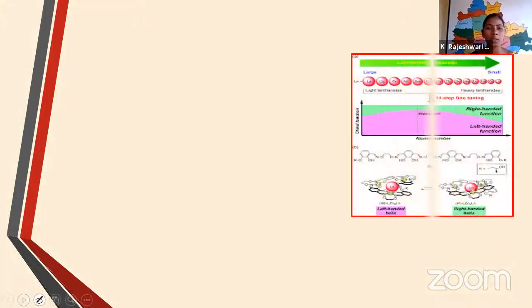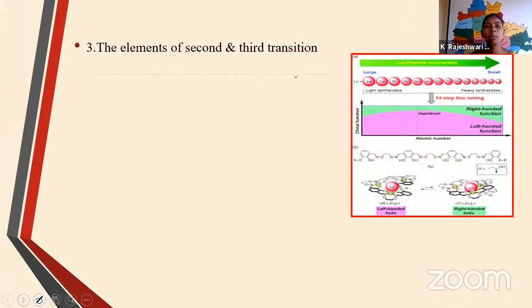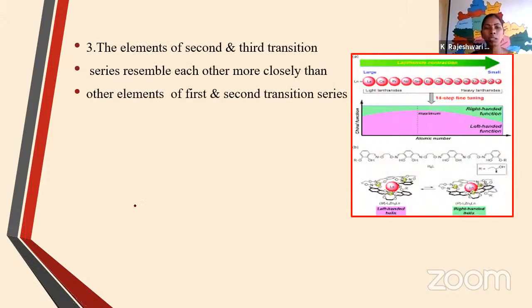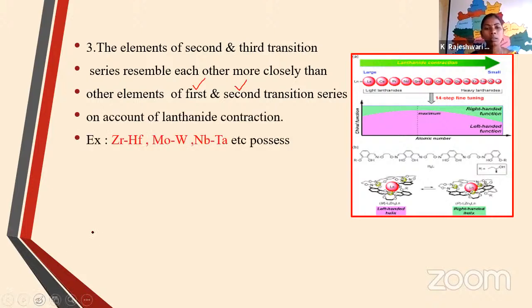Now let us see the next consequence of lanthanide contraction. The elements of the second and third transition series resemble each other more closely than the elements of the first and second transition series. So what are those elements? See here. Zirconium and hafnium show the same size. Molybdenum and wolfram are also showing the same size. Niobium and tantalum.